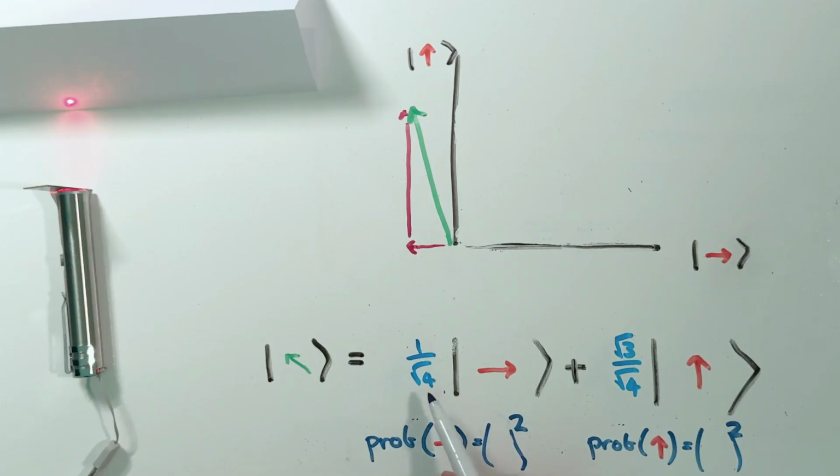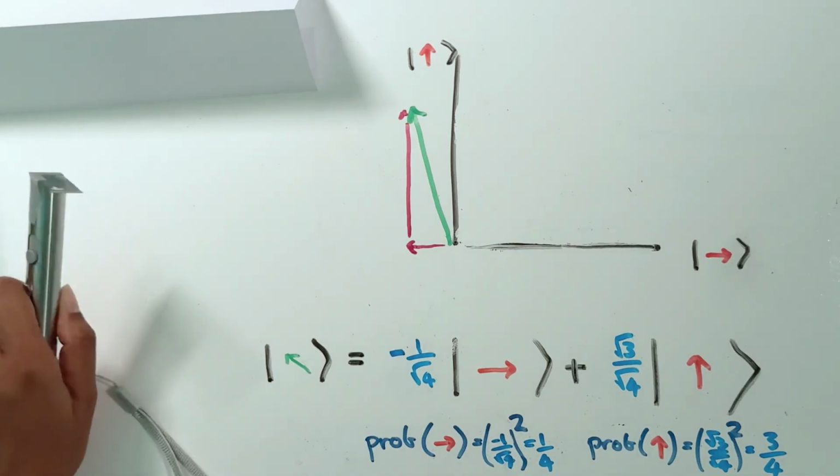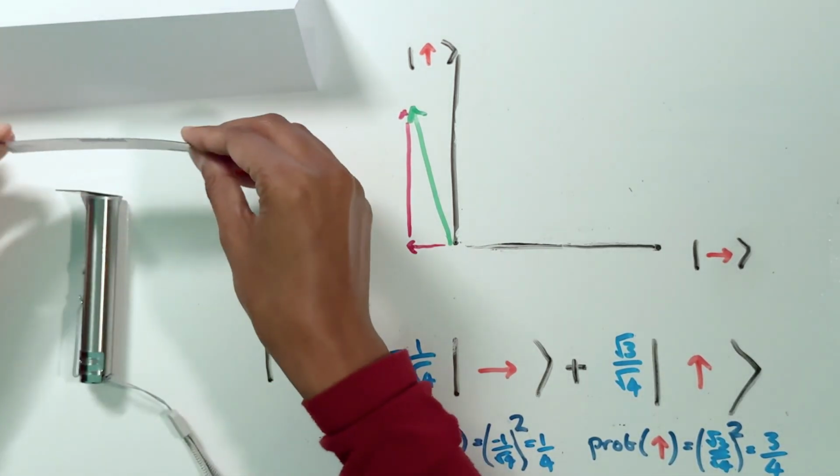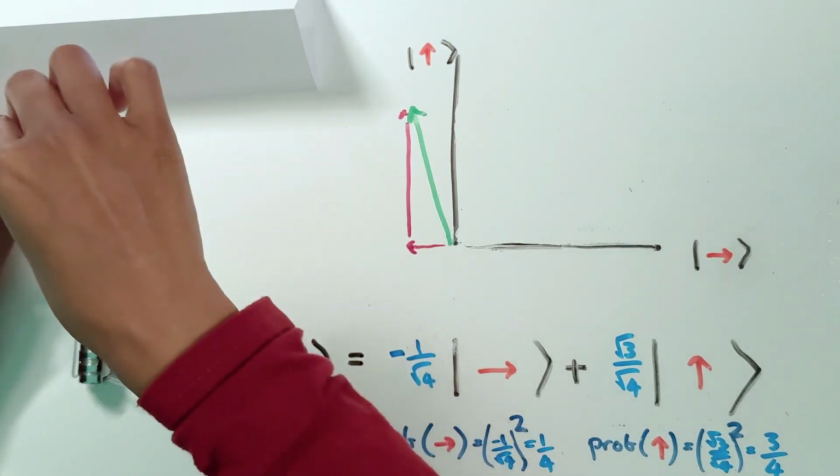For example, maybe this was -1 on square root 4, and this was square root of 3 on square root of 4. So when we square those coefficients, we end up with 1/4 and 3/4. Now I think you know how to take any vector pointing in any direction and then figure out what will happen when you measure it in the horizontal and vertical basis. But of course, that's not the only kind of measurement that you can do.